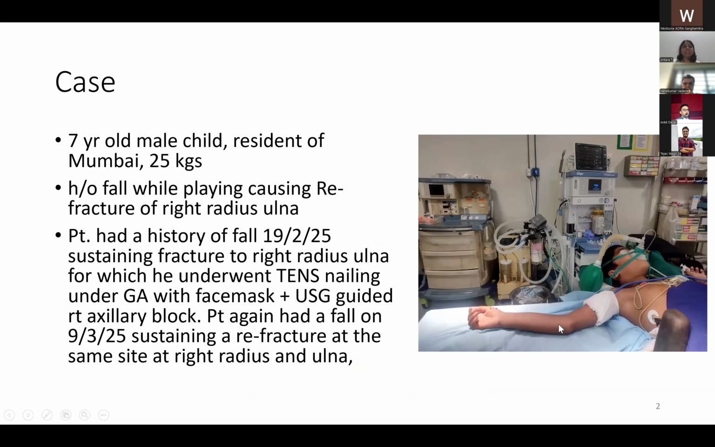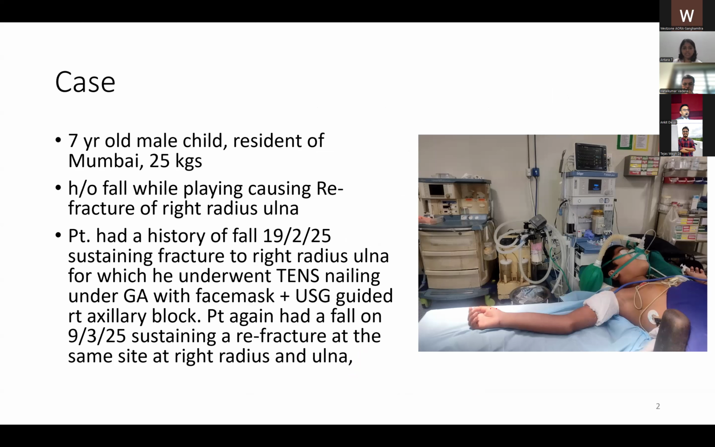So we have a 7-year-old male child, resident of Mumbai, weighing around 25 kgs. The child had a history of fall while playing, causing refracture of the right radius and ulna. The patient had a fall on the 19th of February, sustaining a fracture to the right radius and ulna, for which he underwent TENS nailing under general anesthesia with face mask and a USG guided right axillary block.